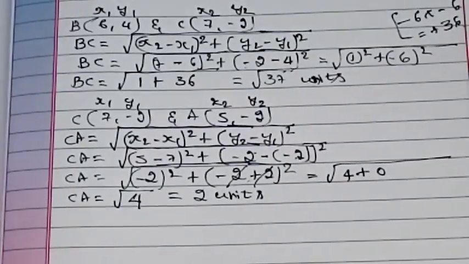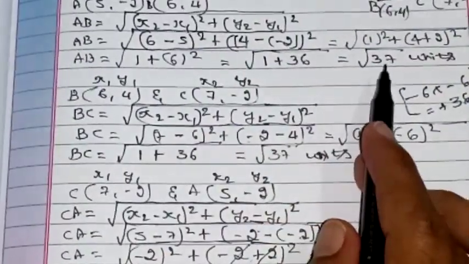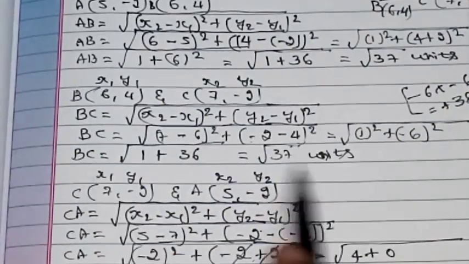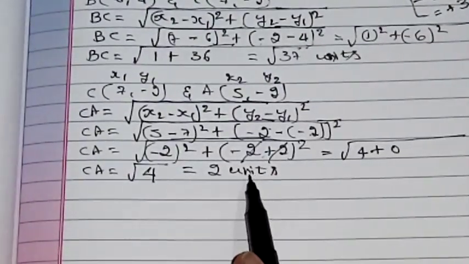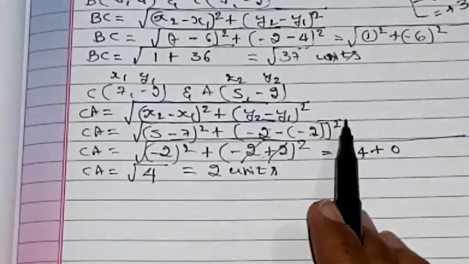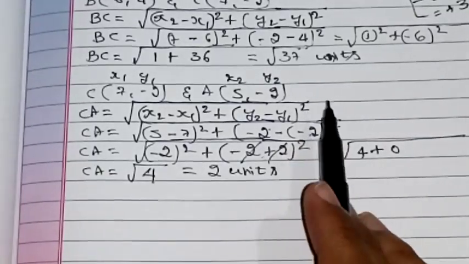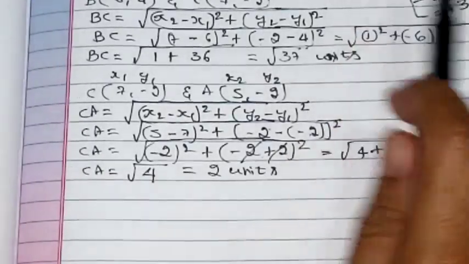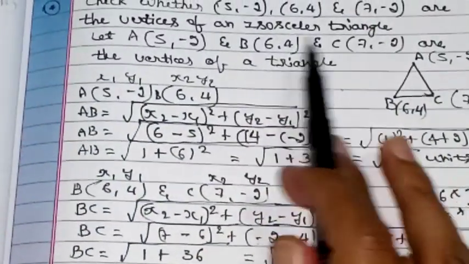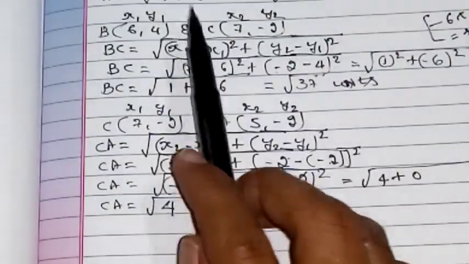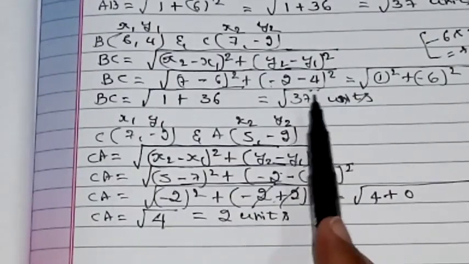Now you have found the three values as we discussed at first. We have found the value of AB, root 37. We have also found the value of BC, root 37. And also we have found the value of CA, 2 units. Now as I told you at first, if two values are the same, then directly we can say the given coordinates are the vertices of an isosceles triangle. Now just observe the value of AB. AB is root 37. The BC is also root 37 units.